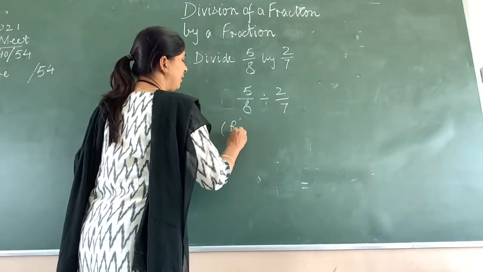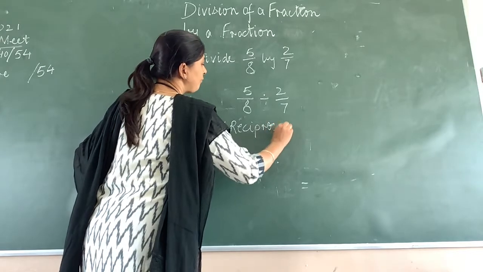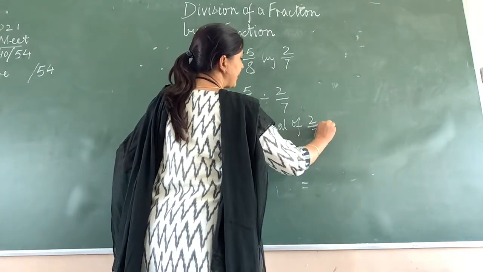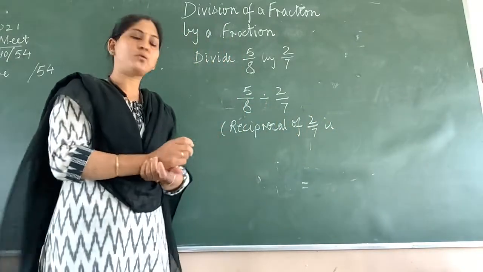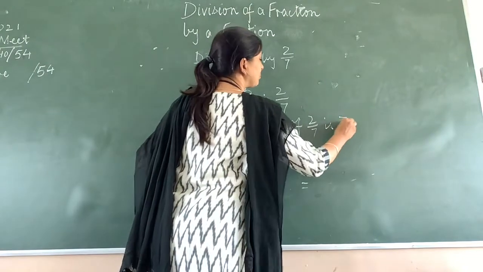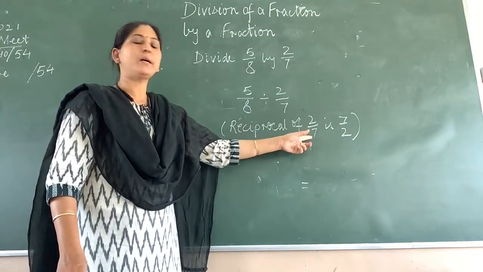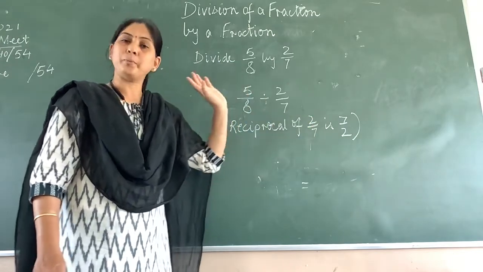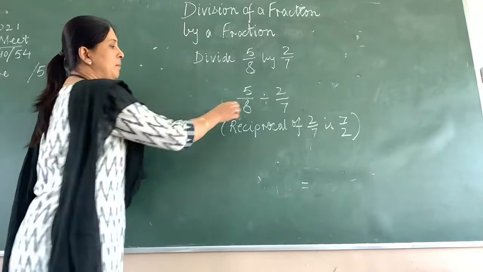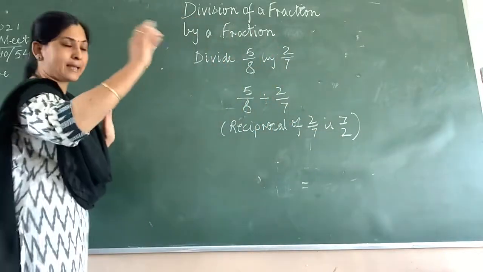Now come on. Reciprocal of 2 over 7, what is the reciprocal of 2 over 7? 7 over 2. Isn't it, children? The numerator becomes the denominator and the denominator becomes the numerator. Numerator and denominator, they switch their places. Now we will multiply the first fraction by the reciprocal of the second fraction.